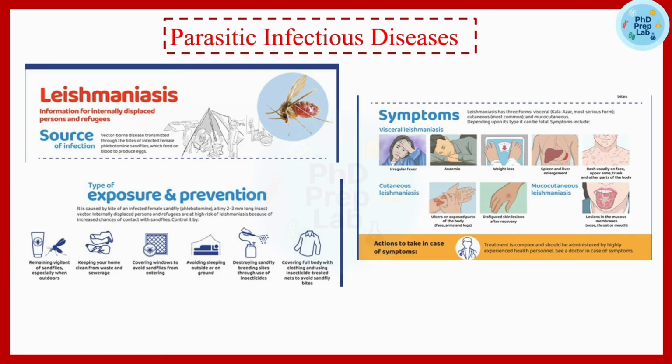The causative agent is something that you have to remember. The causative agent of leishmaniasis is very easy to remember. It is caused by Leishmania. It could have different species like Leishmania major, Leishmania tropica, Leishmania braziliensis, but Leishmania is the main causative agent of leishmaniasis or even Kala-azar.